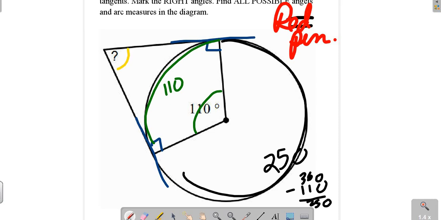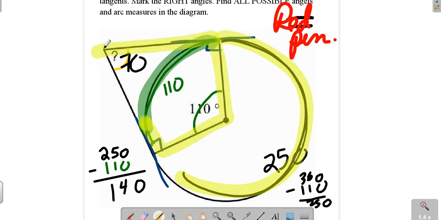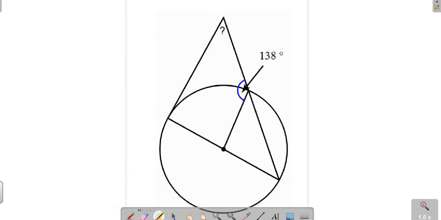This angle back here is going to be big arc minus little arc over 2. So big arc, 250, minus the little arc, 110. It's 140 over 2. This is 70. Another way you could have done this is the fact that this is a quad and adds up to 360. So there's all your arcs and angles for this one.